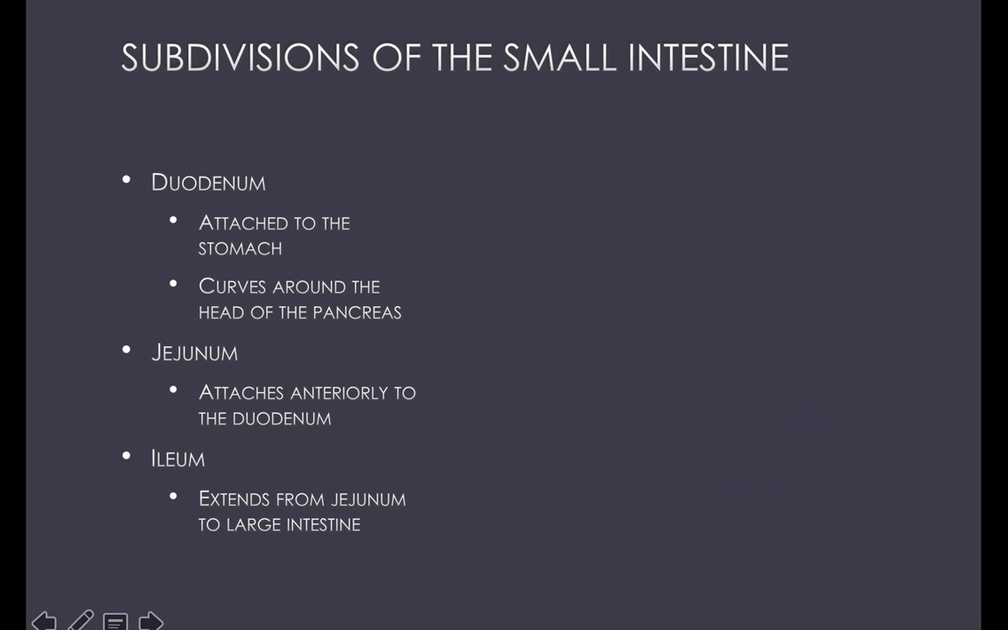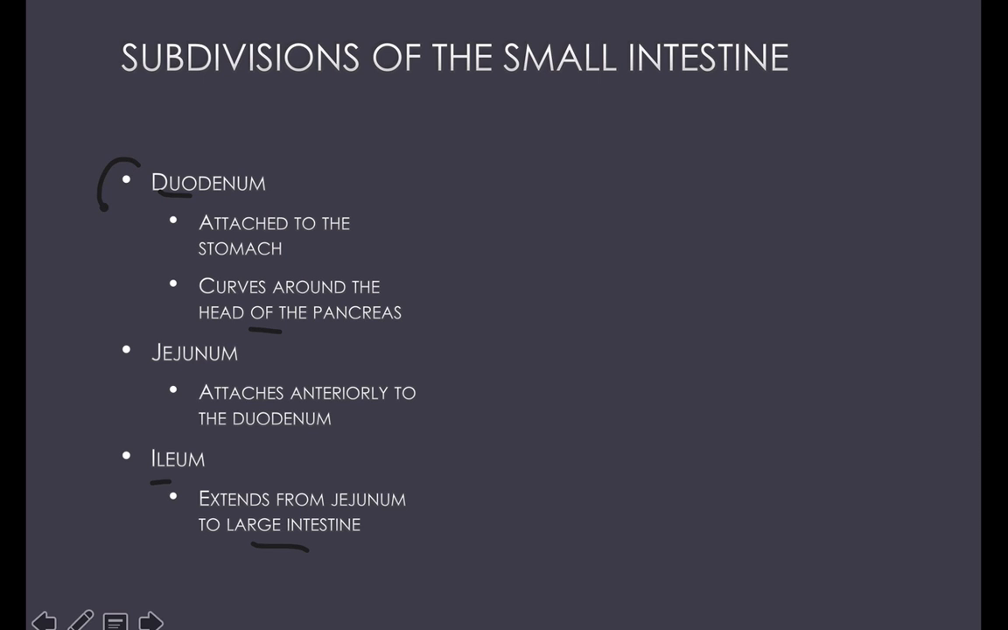And here are a couple of the subdivisions of the small intestine. You have the duodenum, which is attached to the stomach. It curves around the head of the pancreas. Then you have the jejunum, which attaches anteriorly to the duodenum. And then the ileum is the last one and extends from the jejunum to the large intestine.